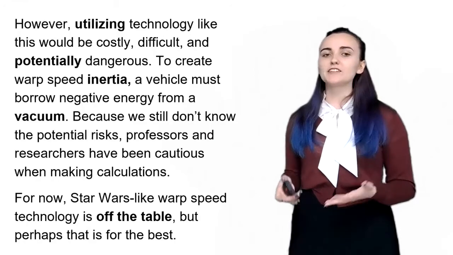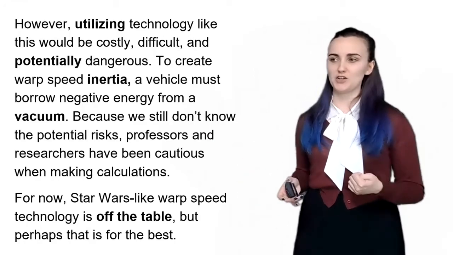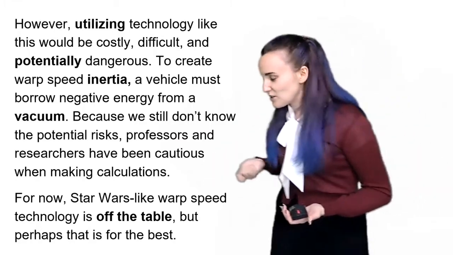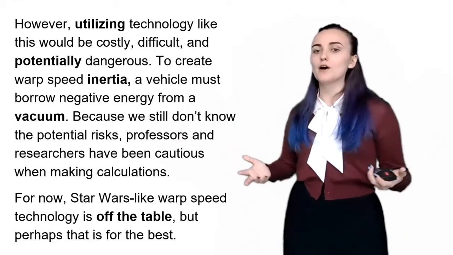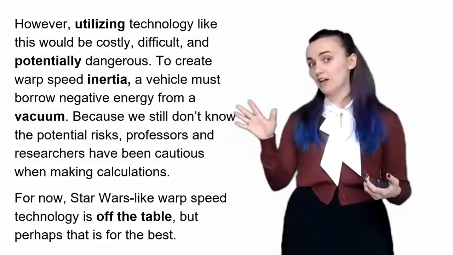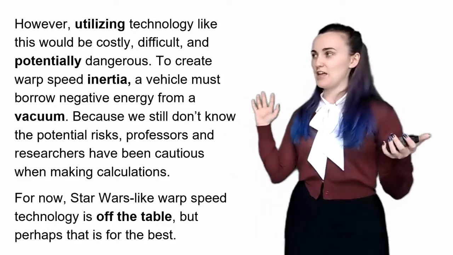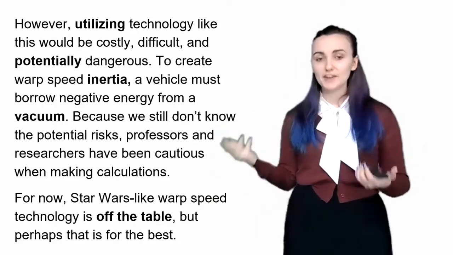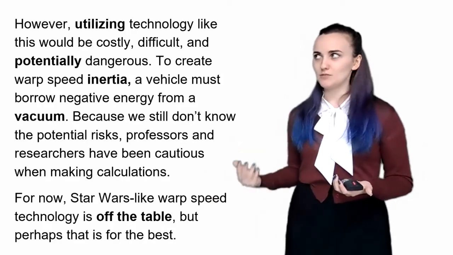So in order to create warp speed inertia, a vehicle has to borrow negative energy from a vacuum. So in this case, a vacuum, it's not literally something that you'd use to clean your house. Basically it's talking about empty space, so space that literally has no atoms flowing through it at all. And so if they were to get this energy that is in this empty space, it would create a vacuum, and that is how they would be able to make the object travel faster than the speed of light.